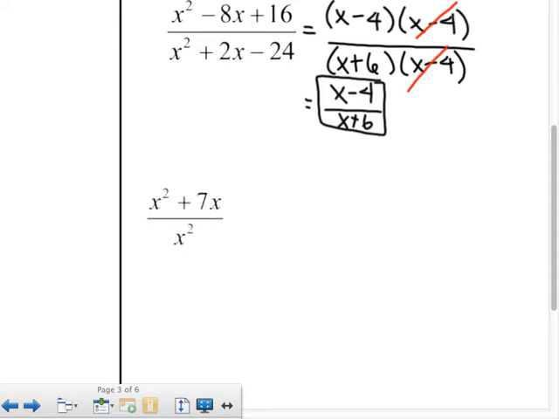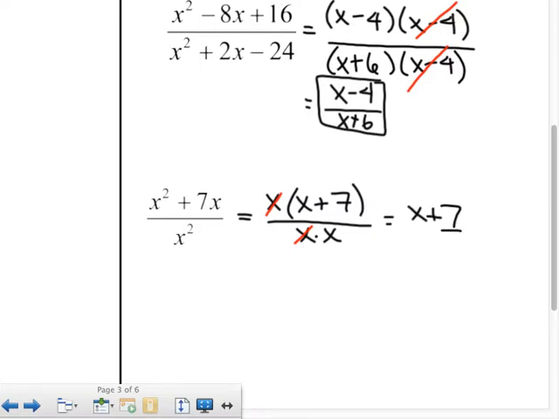All right, for this last one, again, we're going to factor the numerator and the denominator. There's a greatest common factor in the numerator. We can pull out an x, and we're left with x plus 7. I'm going to rewrite x squared as x times x, just so that you can see the x in the numerator can cancel out with 1 x in the denominator. X divided by x is 1. So your final answer is x plus 7 over x.